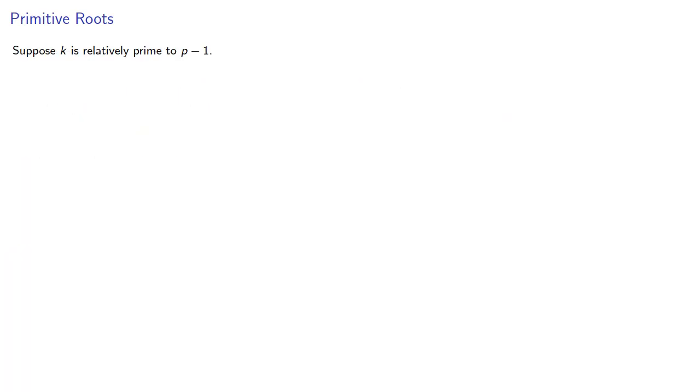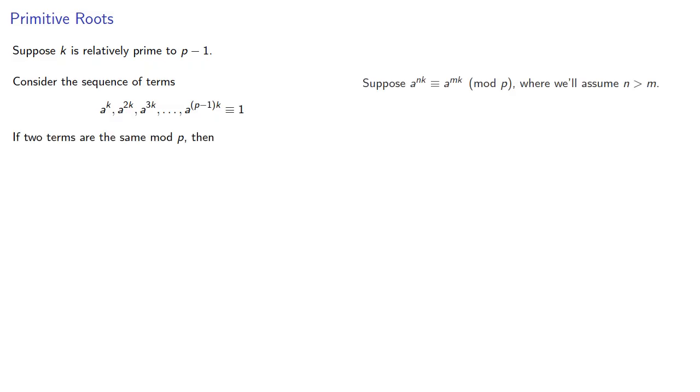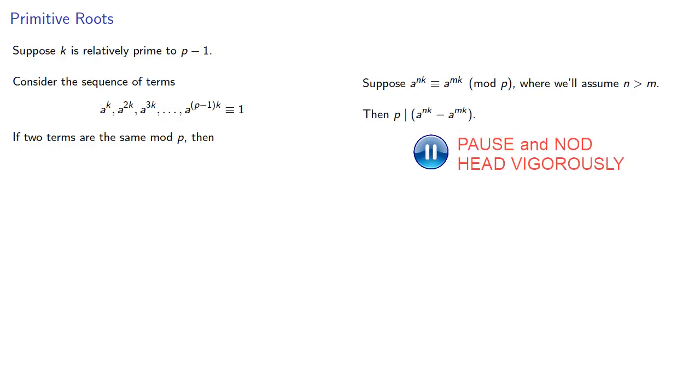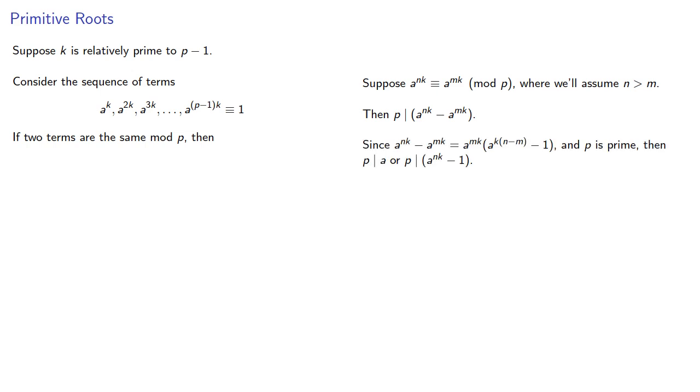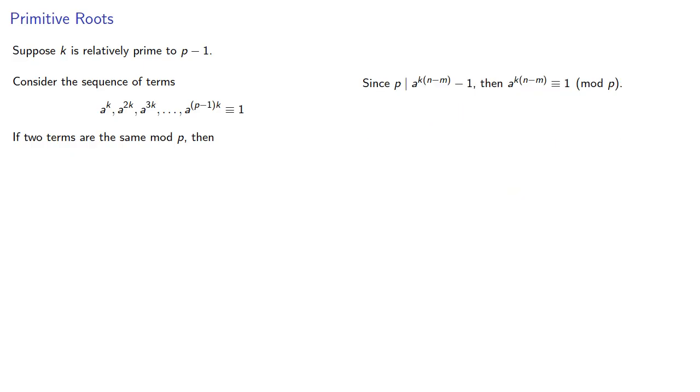So suppose k is relatively prime to p minus 1. Consider the sequence of terms. If 2 of the terms are the same mod p, then we have p divides their difference. So we can factor out that a to the mk, and since p is prime, that means p either divides a or p divides the other factor. But p can't divide a, so p has to divide a to some power minus 1. So a to the power k(n minus m) must be congruent to 1 mod p.